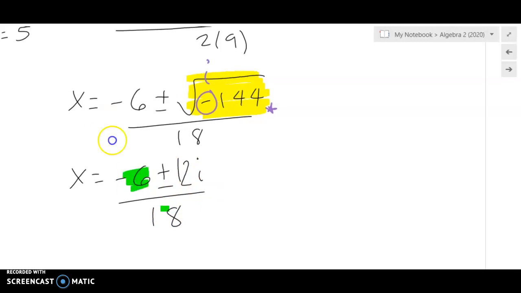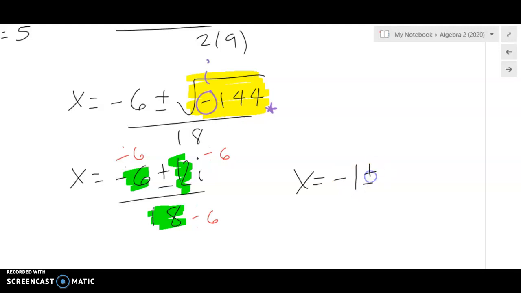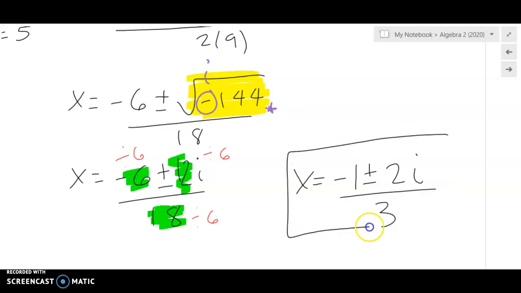And just like the other problem, I'm going to highlight these numbers green. You want to see if you can break down or reduce those green numbers. It's like an all or nothing deal, so you have to do all 3 of them or just stop. So actually 6 goes into all of these again, so I'm going to divide all of these by 6. When I write my answer, that's going to be x equals negative 1 plus or minus 2, and then the i, all over 3. And that's my final answer. You have 2 answers, but they both are imaginary solutions.